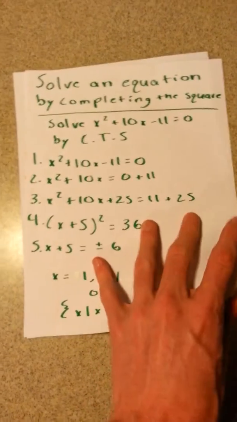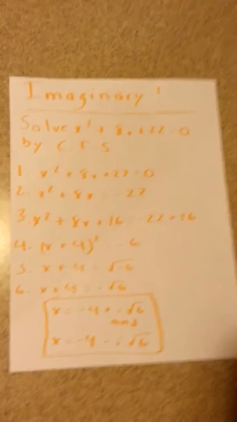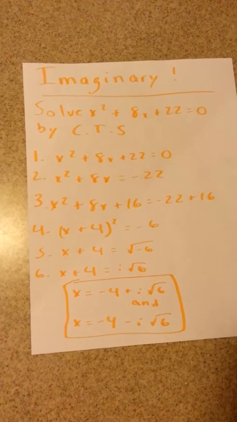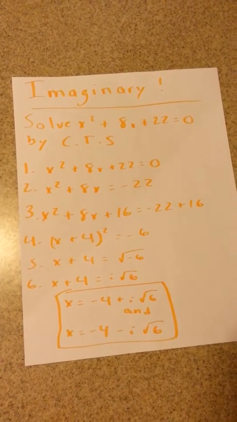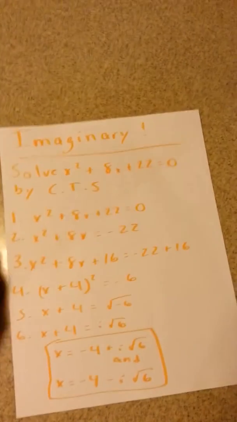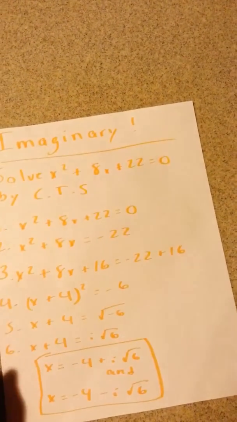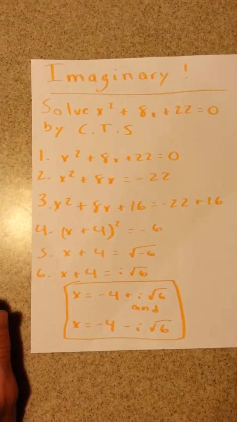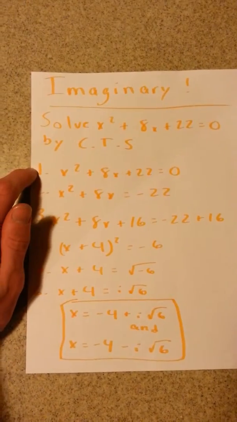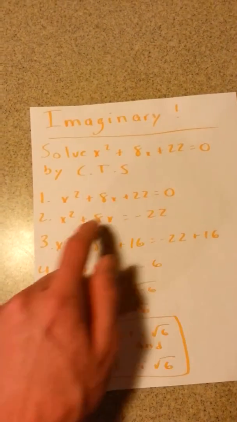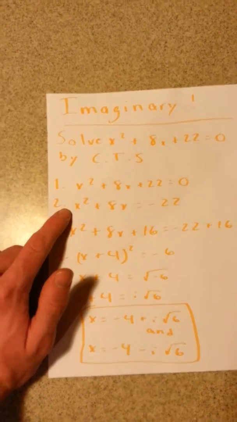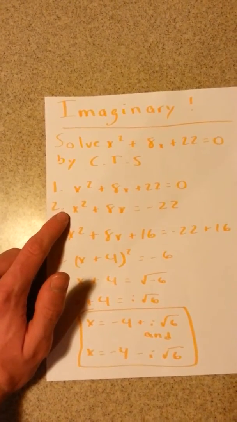Now, the final thing we have to do is imaginary numbers. Imaginary numbers are usually pretty tricky, but for this, they're pretty simple. So our equation is x squared plus 8x plus 22 equals 0. We're going to solve that by completing the square. So we're just going to write out our problem as usual. We are going to subtract our 22 to get to our x squared plus bx form. We're going to complete our square.